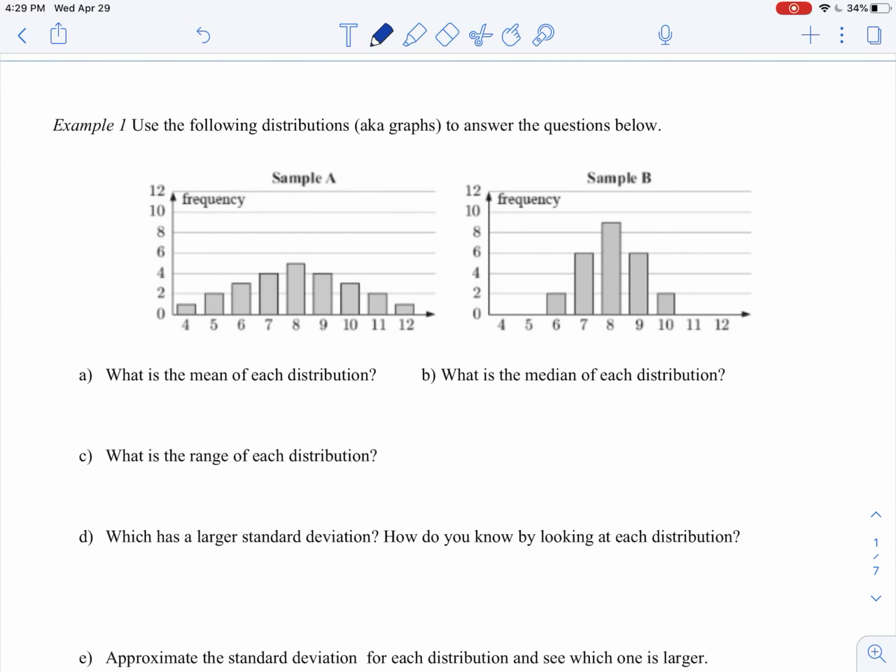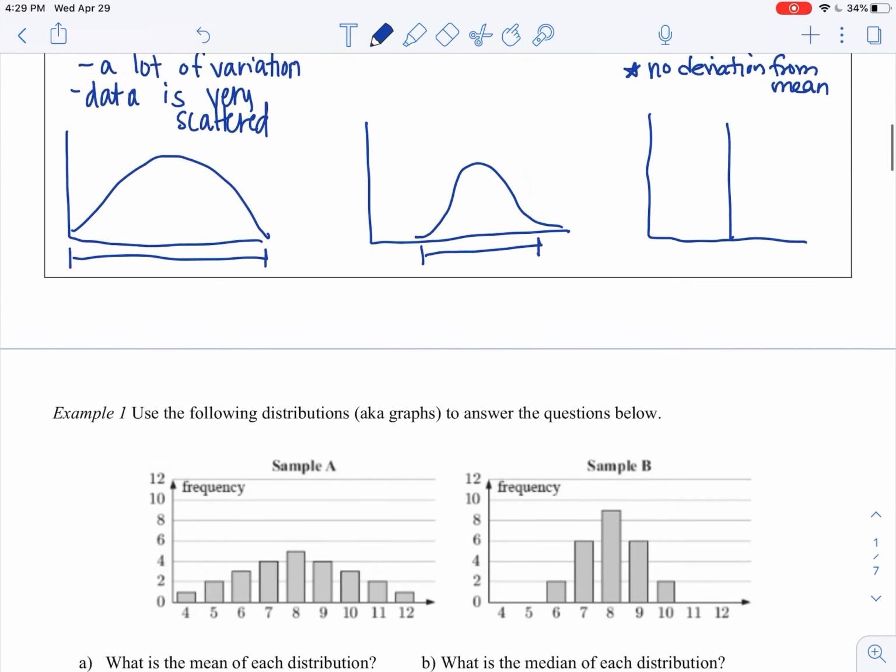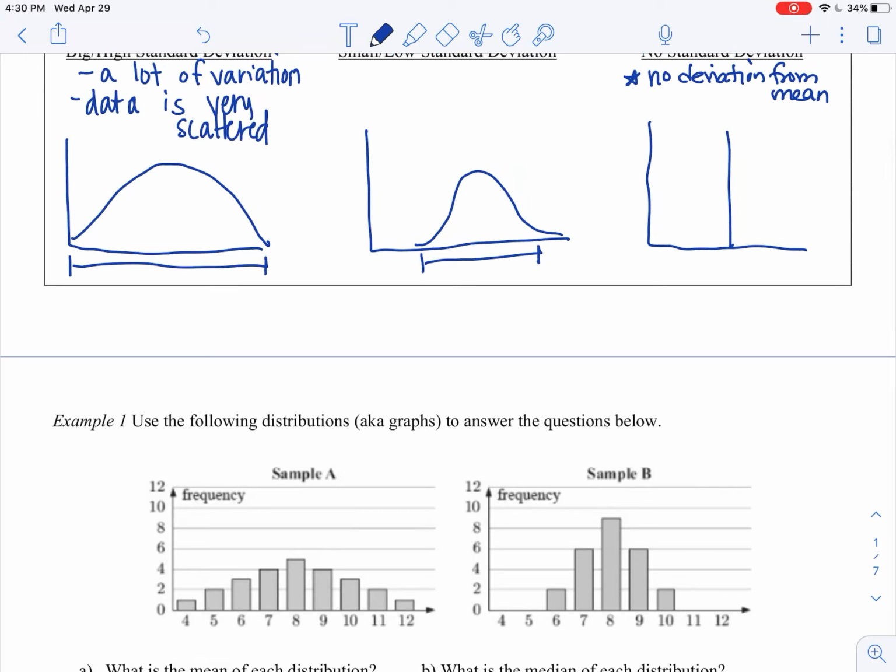So let's take a look at some examples. Let's calculate some values. You're probably going to need your calculator, so if you want to pause the video and go get that, we'll take a look. So it says use the following distributions, aka graphs, to answer the questions below. So you have sample A and sample B, and already without even doing any analysis, let's talk about the standard deviation. Think of the values that I just talked about in the previous problem.